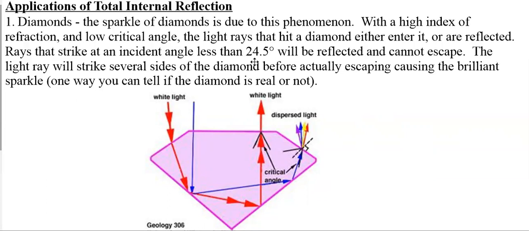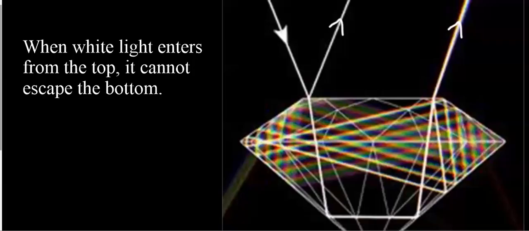So when it comes to diamond, diamond has a relatively small critical angle of 24.5 degrees. Most substances aren't as small as diamond. And because it has such a low critical angle, not a lot of light is going to find places to escape. And so this is a slightly better version of it.